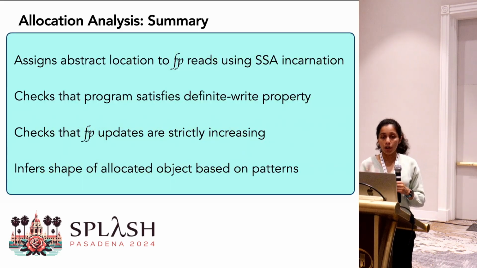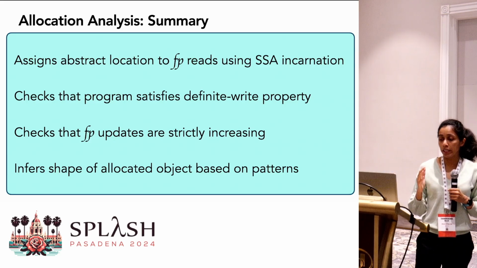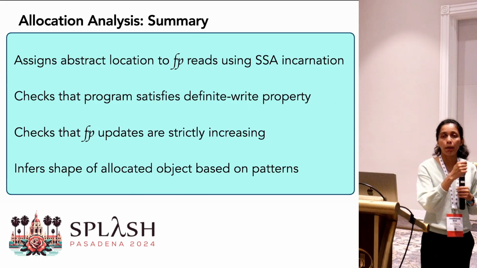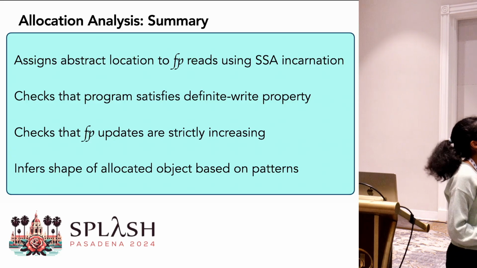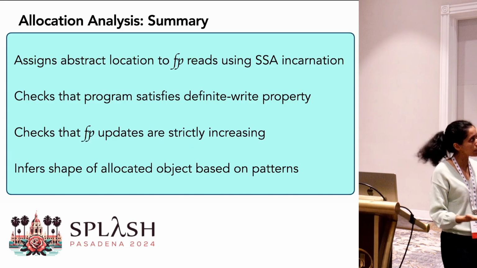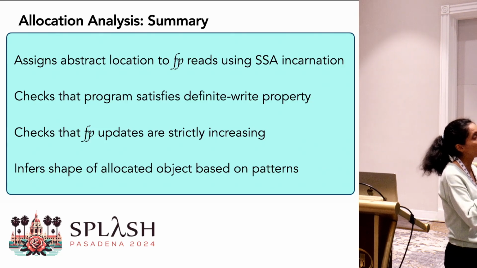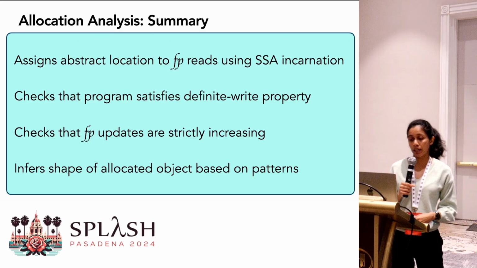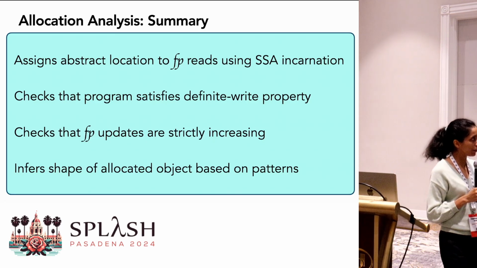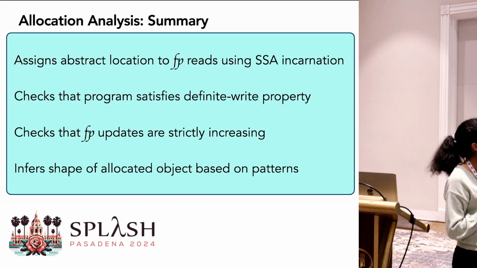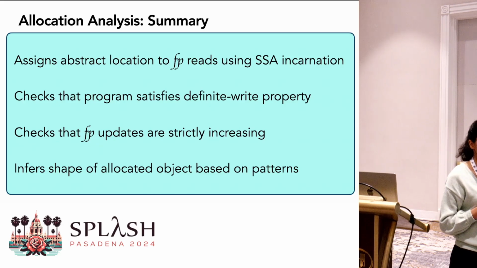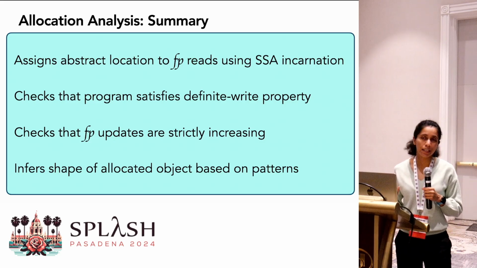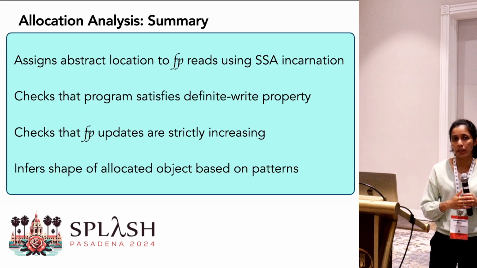So overall, in summary, the allocation analysis assigns these abstract locations to different free pointer reads by using this idea of the SSA incarnation number. In addition, it checks a couple of other properties. The first is that the program satisfies this definite write property. It also checks that the free pointer's value is strictly increasing. And another thing it does, which I didn't get to at all this time, is some lightweight pattern matching over the program itself to infer the shape of the object that was allocated. So it can detect if it's a struct or an array or something like that.